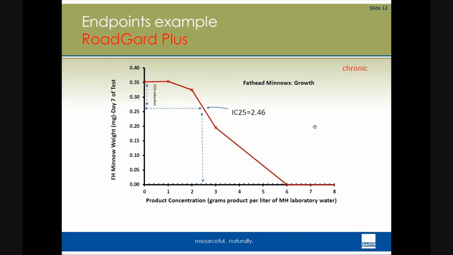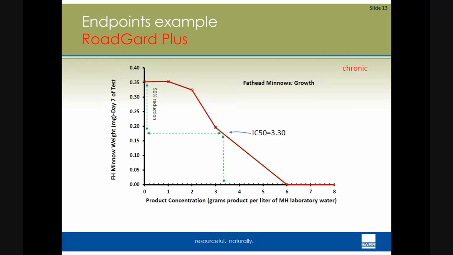If you go to slide 13, same thing. IC50 is the same type of calculation. You get a 50% reduction in fathead minnow weight, which also represents growth, and that can then be corresponded to a certain product concentration in a liter of laboratory water. So that's how these endpoints are typically calculated.